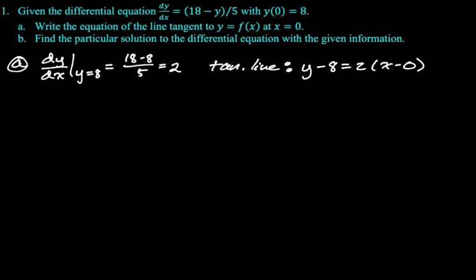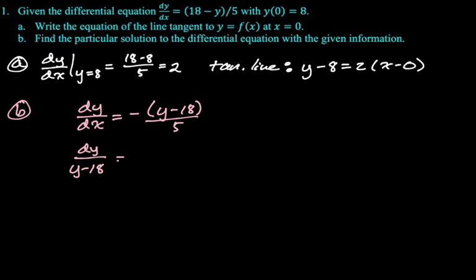So what I'm going to do in my first step is rearrange a little bit, because I do not like to have a negative coefficient for y. I will do this on every problem where there's a negative coefficient on the dependent variable if I'm doing separation of variables. I'm going to factor a negative out of everything on the right-hand side. So I have negative quantity y minus 18 over 5. I'm going to separate. I will leave negative 1/5 on the right-hand side. So I'll have dy over y minus 18 is negative 1/5 dx.